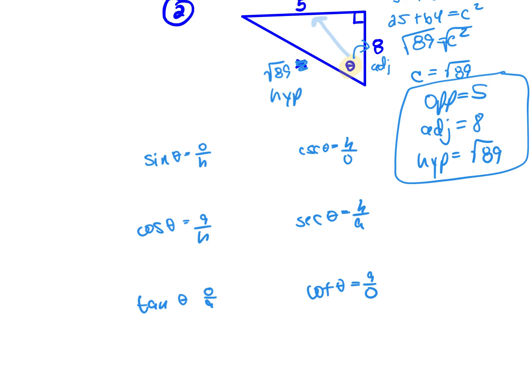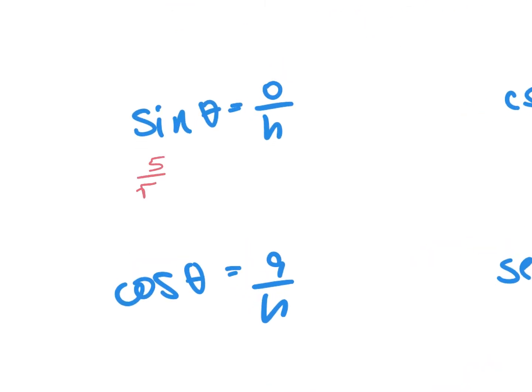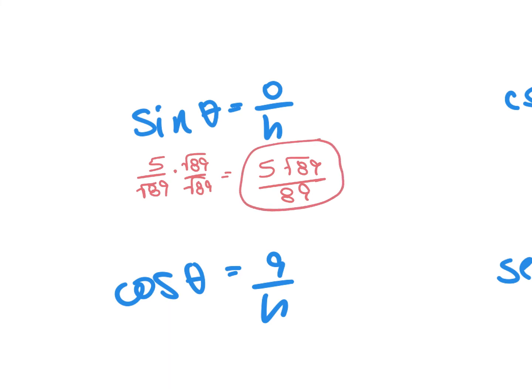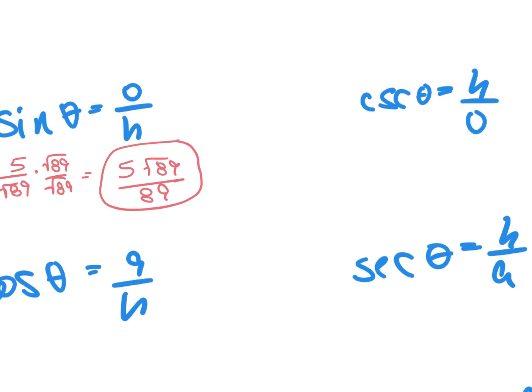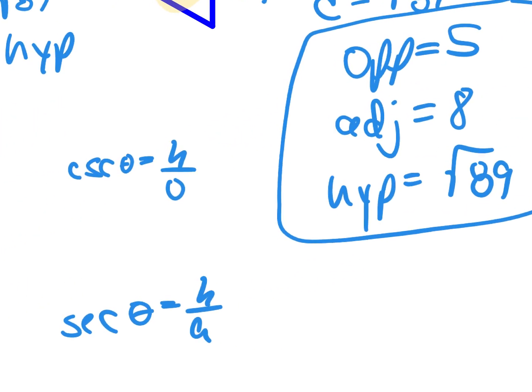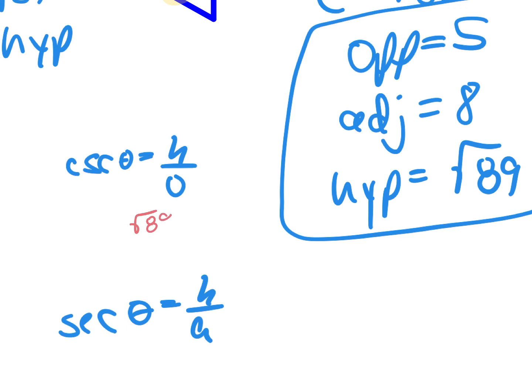So now we just fill in opposite over hypotenuse. So 5 over square root 89. Is that okay? Rationalize top and bottom by the square root of 89. So we're left with just 5 square root of 89 over 89. The square root of 89 and the whole number 89 are not the same thing, so you cannot cancel them out. It stays just like that. So we go to cosecant. It's hypotenuse over opposite. Well, my hypotenuse is the square root of 89, and my opposite side is 5. Good to go.